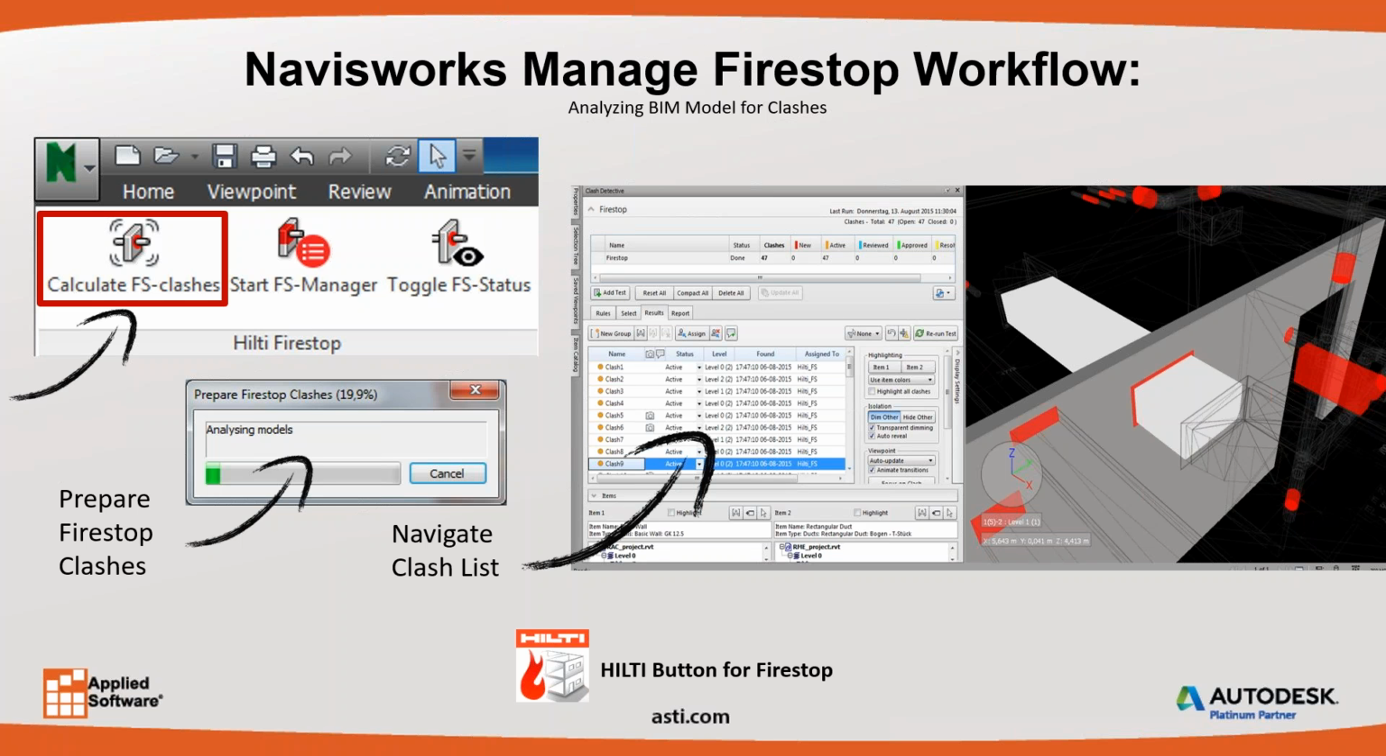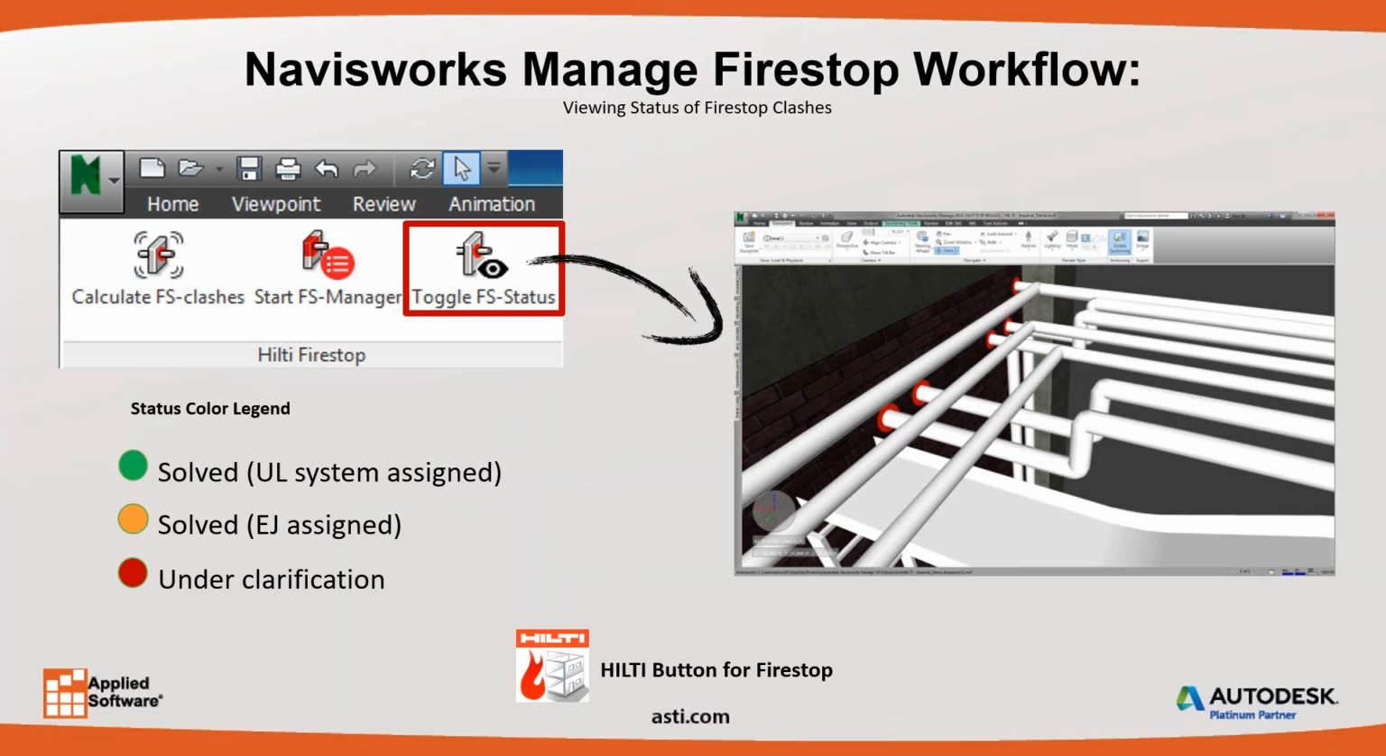Once the clashes are found, then you can simply browse through them and identify what they are, whether they are a pipe through the wall penetration or duct through the wall or slab penetration. The color coding that's generated around that penetration is either red, orange, or green. Red means that it's just been found. It needs further clarification. Orange means that we need further engineering judgment or EJ. And green means that an appropriate UL system was assigned to that fire penetration.